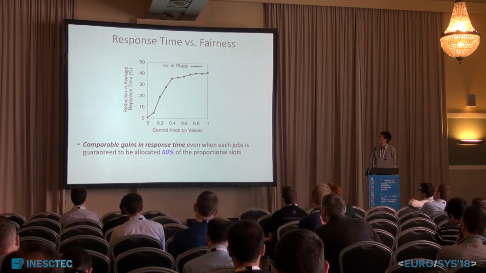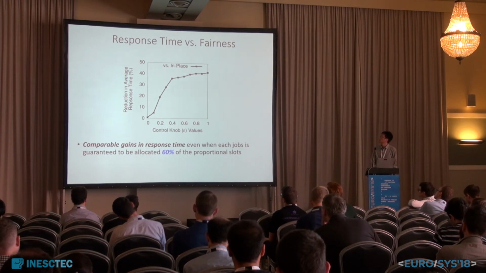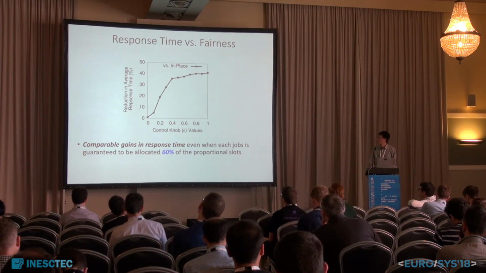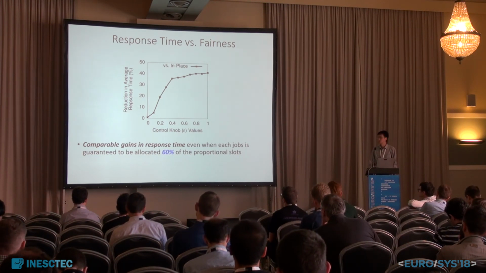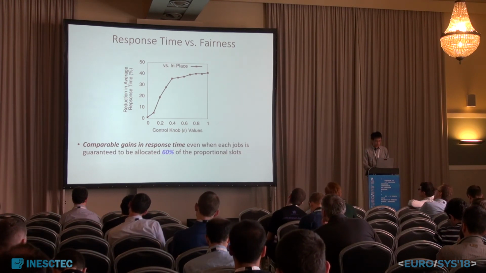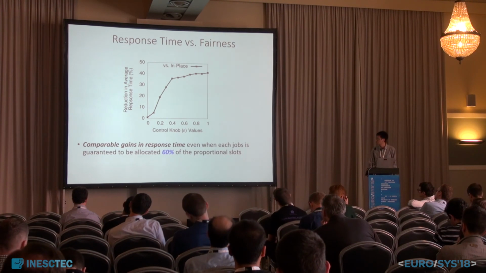And this figure shows how we balance between response time and fairness. So in this figure, it shows that we will achieve comparable gains in response time, even when each job is guaranteed to have 60% in proportion to the number of slots.